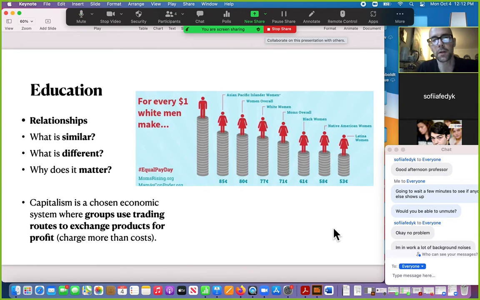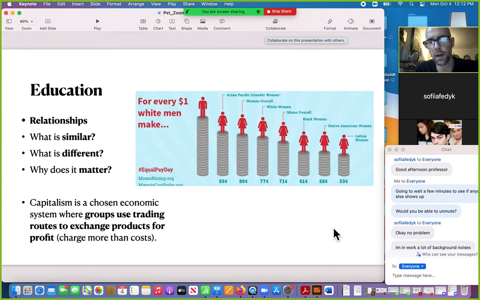Okay, so what you have to understand in this system is not to focus on the evil intent of men, and white men in particular, but rather to see that this is what capitalism produces. It produces a system where you trade products using existing trade routes for a profit, which means that you have to charge more than it costs you.